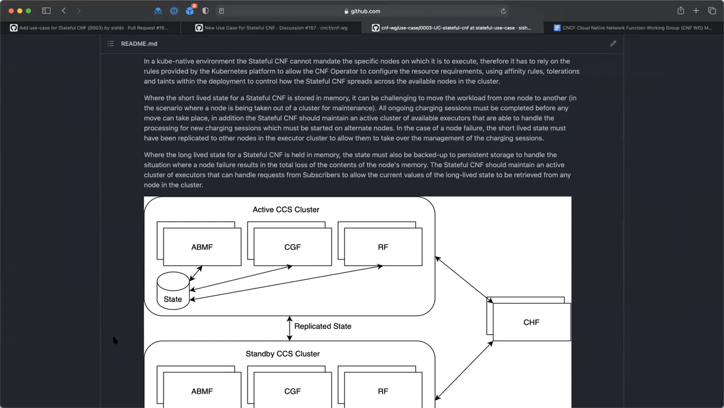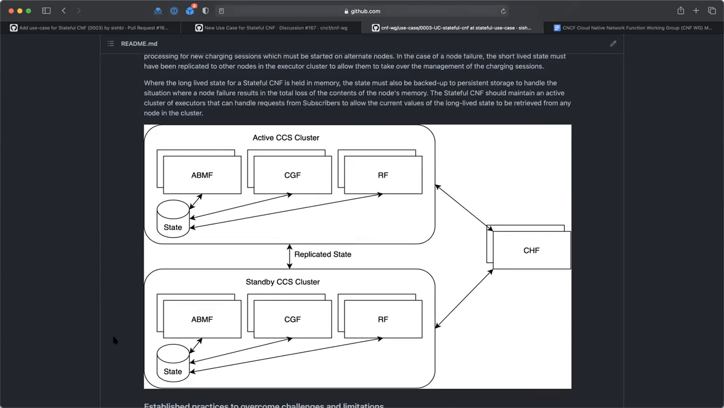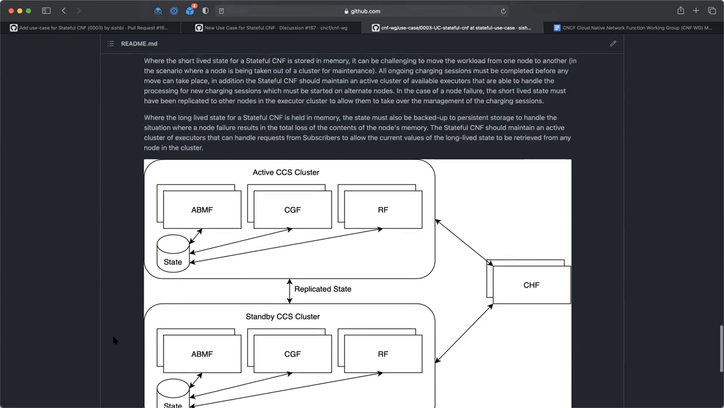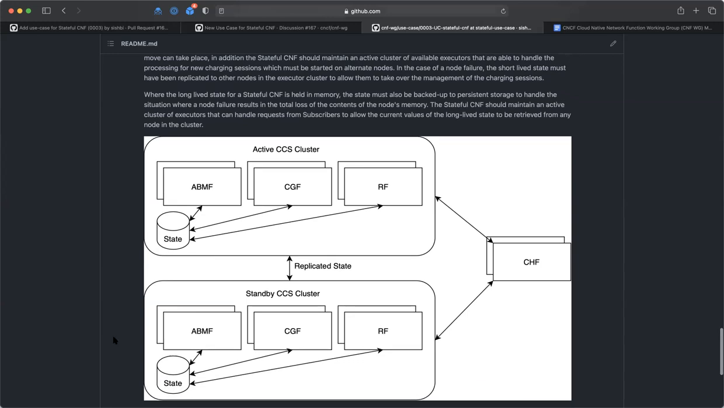And in this example diagram here, you can see that there's multiple clusters involved, and within each cluster, there's multiple replicas of each particular process that's involved in the convergent charging system. So in the case of node failure, you need to make sure that the state is maintained across all nodes that may interact with the charging sessions. And you need to be able to bring up replacement nodes and fail the processing of the requests over to the standby cluster if necessary.